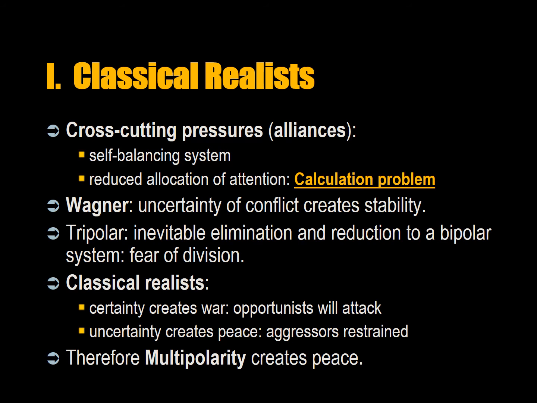So Wagner is a game theoretic author in political science, and he asked the basic question, will states act to eliminate others if there's a war? Wagner believed that the uncertainty of the future, basically by threatening conflict, could create stability. For example, if you had a tripolar situation, you had 3 different countries, it looks like you have inevitable elimination. But because the country that's the weakest can threaten to join the defending side against the attacker, both of the bigger countries are going to keep the peace and preserve that smaller buffer state. So classical realists argue that certainty creates war. Opportunists will attack, whereas uncertainty creates peace by causing aggressors, like Adolf Hitler, for example, to think twice before they attacked. Therefore, multipolarity creates peace.